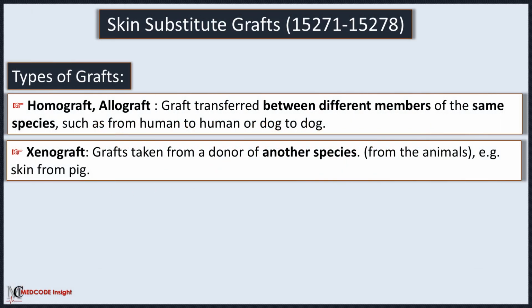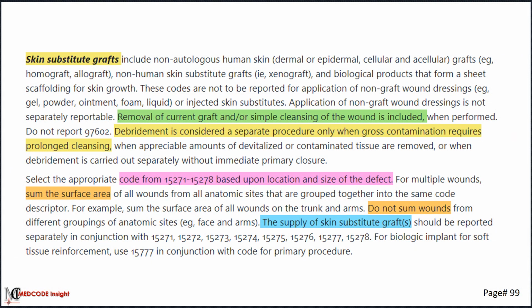Skin substitute grafts are based on location and size of the graft. Types of grafts used for skin substitute grafts are homograft, allograft, or xenograft. There are also some key points for coding skin substitute graft. As provided on CPT page number 99, the coding guidelines for debridement and dealing with multiple wounds are the same for both autografts and skin substitute graft. Additionally, it is important to know how to code the supply of skin substitute graft along with skin substitute graft codes.